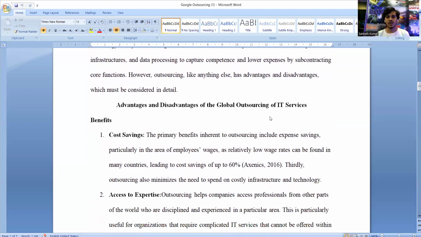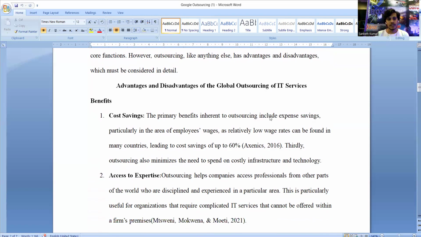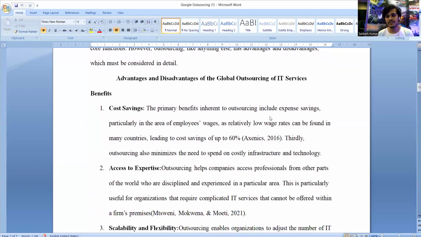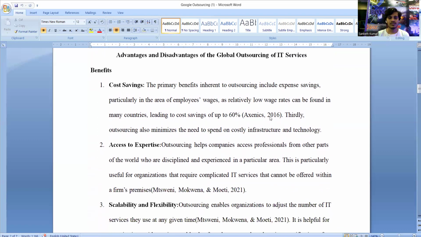Advantages and disadvantages of the global outsourcing of IT services. Benefits. First one, the cost saving. The primary benefit inherent to outsourcing includes expense savings, particularly in the area of employment. Employees' wages are relatively low in many countries, leading to cost savings of up to 60%. Outsourcing also minimizes the need to spend on costly infrastructure and technology.